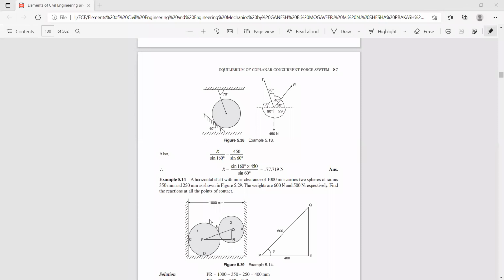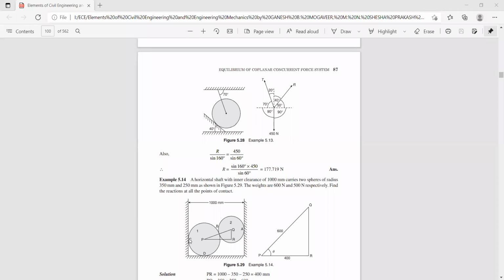So now the required reaction forces are RA, RB, RC, and RD, and we have been given only the corresponding radius of the spheres. Now we have to find out some of the angles with which we can comfortably draw the free body diagram. Now, this is the radius of the sphere P, 350 millimeters, and this is 250 millimeters. So if you add 350 plus 250, it works out to be 600 millimeters.